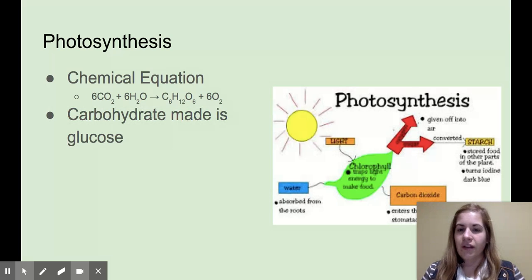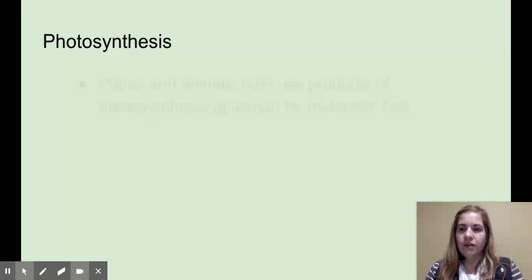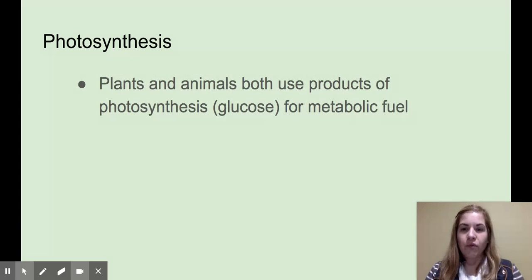So that C6H12O6, that would be your glucose. It is a type of sugar, otherwise known as a carbohydrate. Mostly what we need to know, plants and animals both use these products of photosynthesis. So that glucose that's made, we are using that for metabolic fuel.